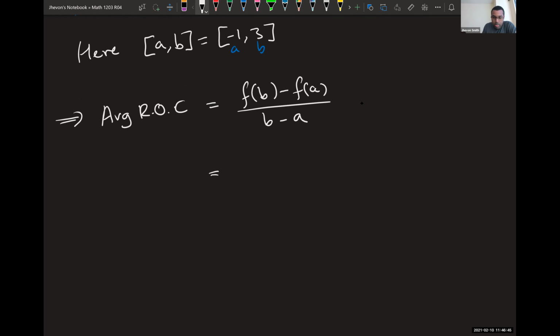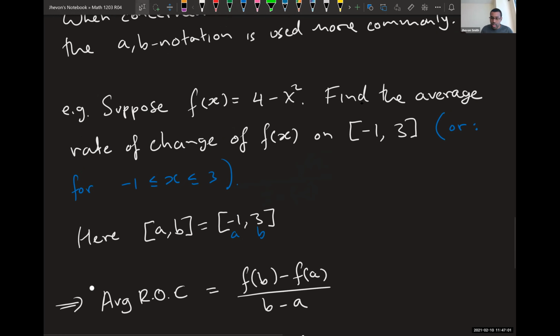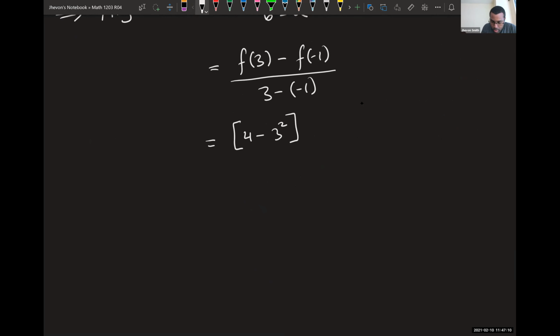So what this basically means is we need to compute f of 3 minus f of negative 1, over 3 minus negative 1. And that's all we're going to do. Just remember what f of 3 is. You go to the original f of x, you plug in x equals 3, and that's what you're going to do. So f of 3 is going to be 4 minus 3 squared. I don't need to put brackets around the 3 because PEMDAS would tell you that you want to do the square first. But you could put brackets around the 3 if you wanted.